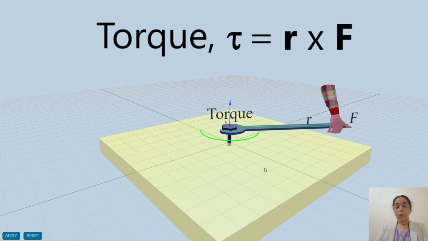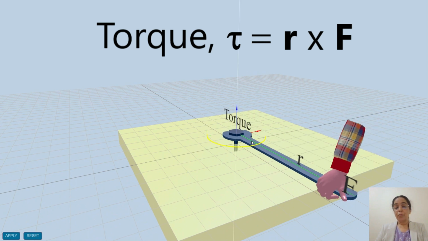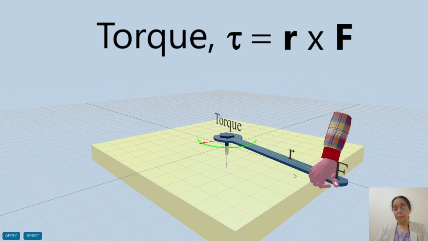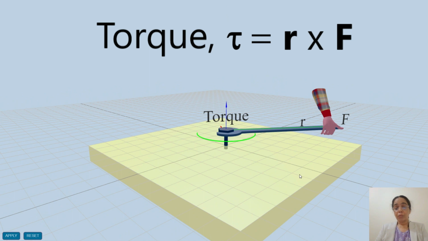Torque causes objects to rotate about an axis, just as applying force to the door handle causes it to swing open. The magnitude of the torque depends on the force, the distance from the axis, and the angle between them.